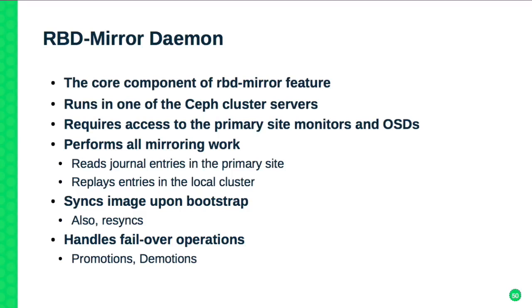You can activate the mirroring process for existing images on your cluster. Even if you didn't activate journaling when those images were created, you can do it after creating them. To bootstrap, the RBD daemon looks at an image, creates a snapshot, copies that snapshot to its local cluster, and then starts replaying from that point in time. This is called the resync operation.